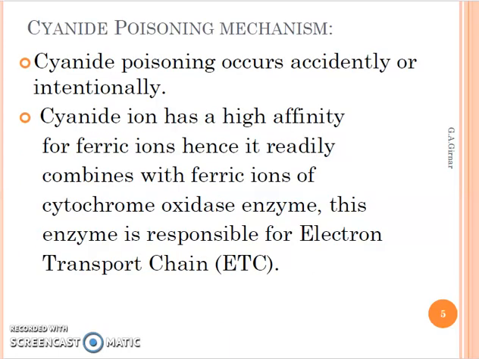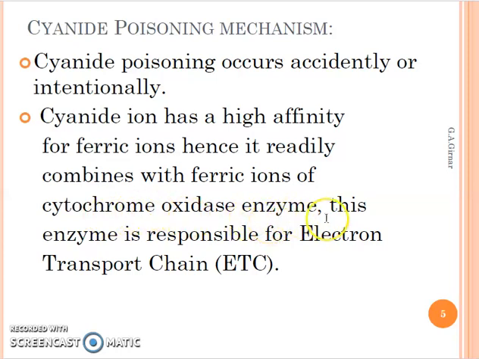Okay, so next we will see what happens in the case of cyanide poisoning, or how cyanide poisoning happens. It is known as the cyanide poisoning mechanism. Generally cyanide enters our body accidentally or intentionally. When cyanide enters our body, the cyanide ion has a high affinity for the ferric ions present in our body. After entering, the cyanide ions readily react or try to combine with these ferric ions, and these ferric ions are responsible for one enzyme known as the cytochrome oxidase enzyme.